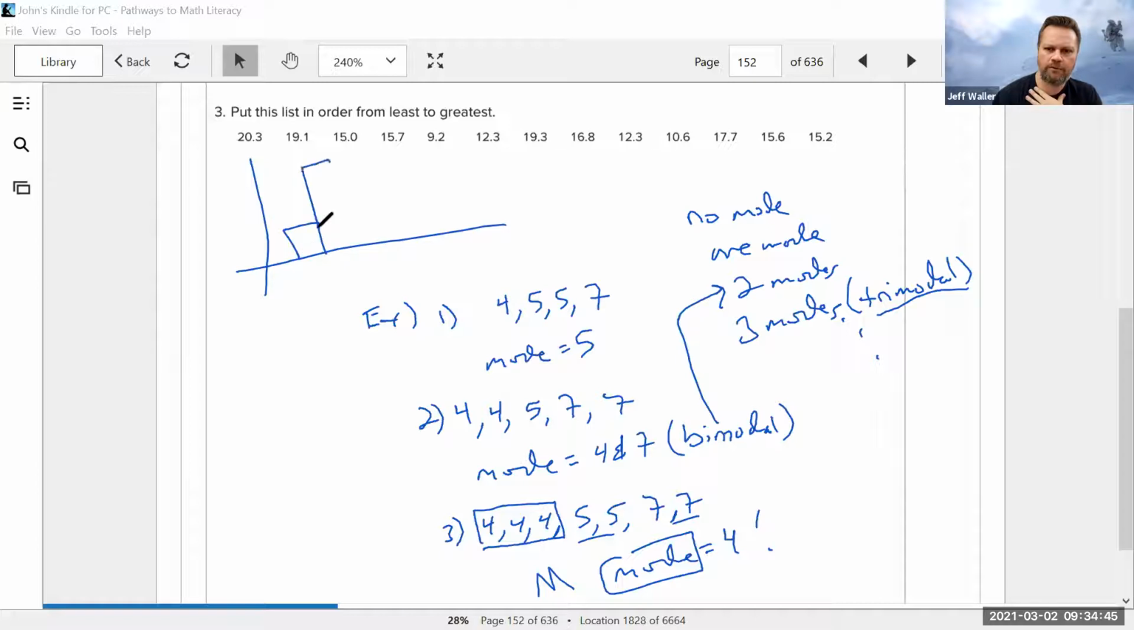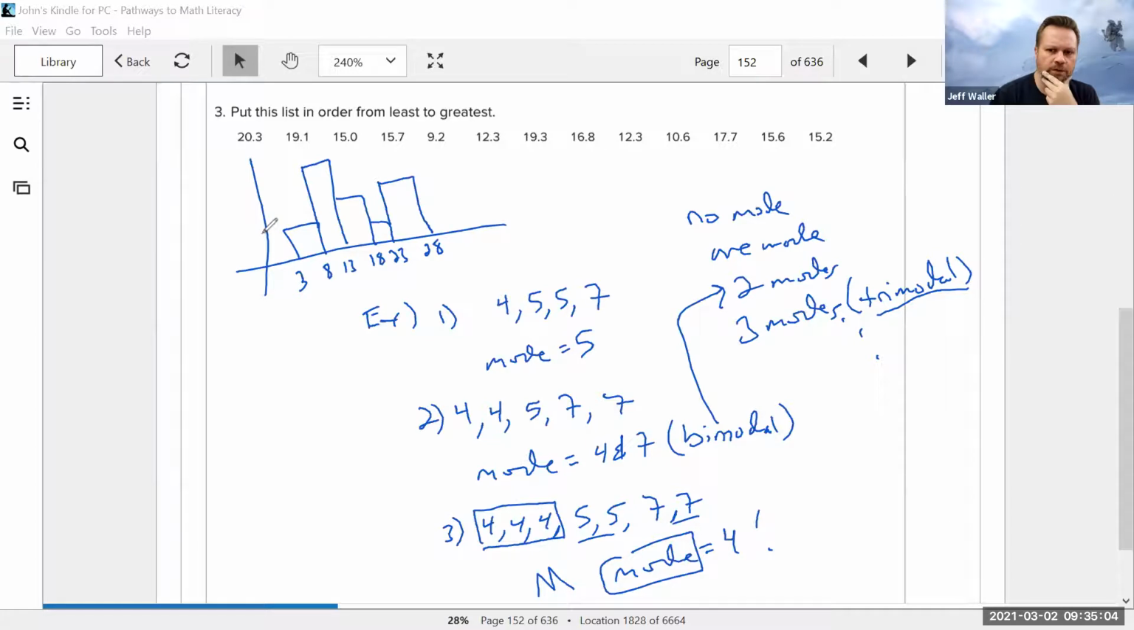Real quick, what does this look like? What would this be called, this graph? Histogram? Bar graph? Yeah. Histogram. How can I tell the difference? Because this has no gaps, right?